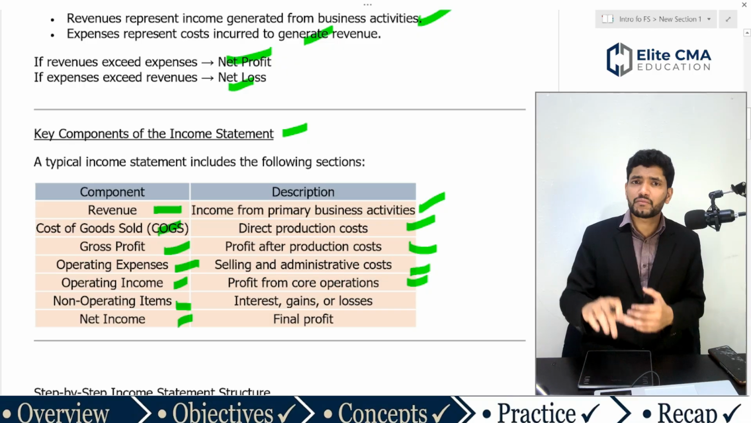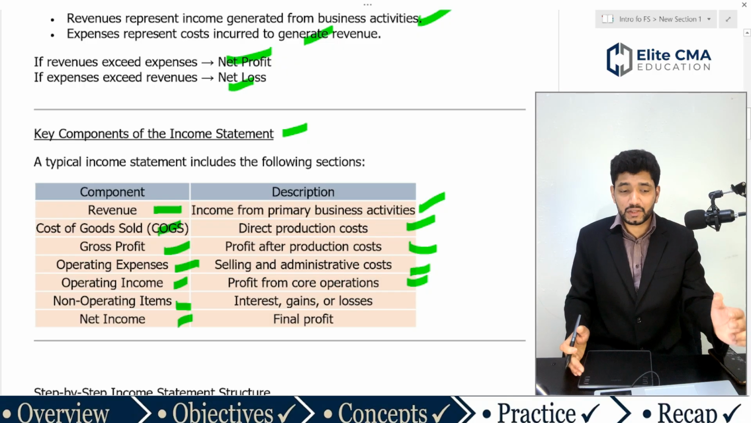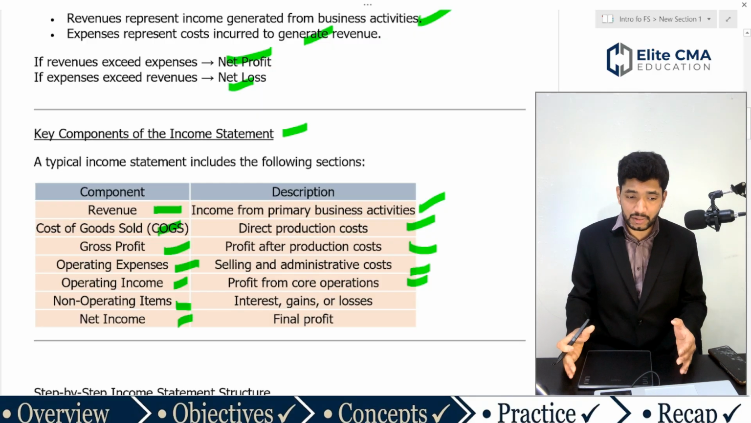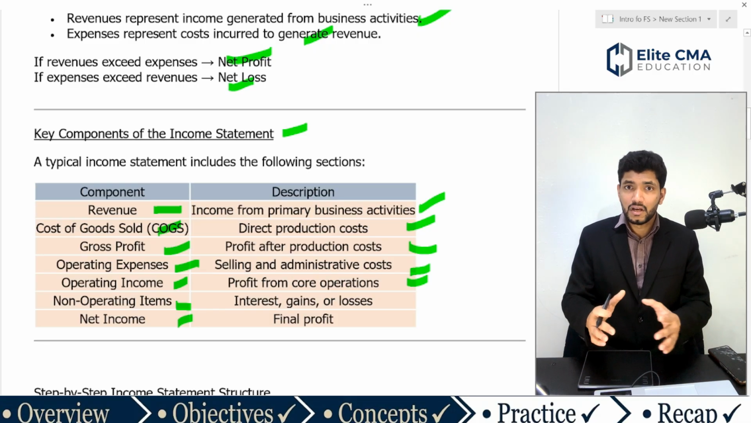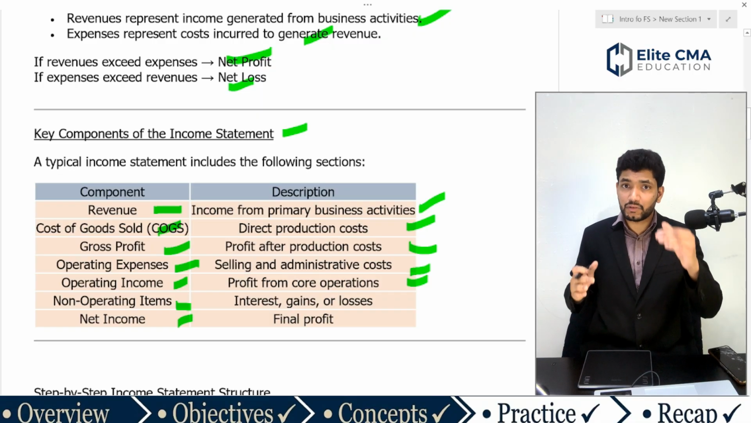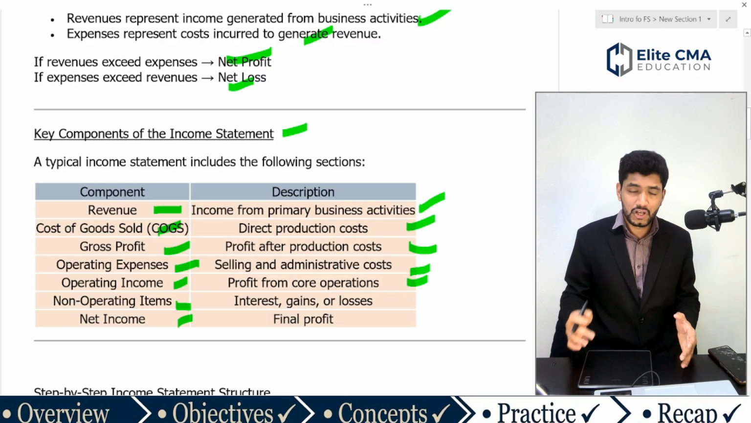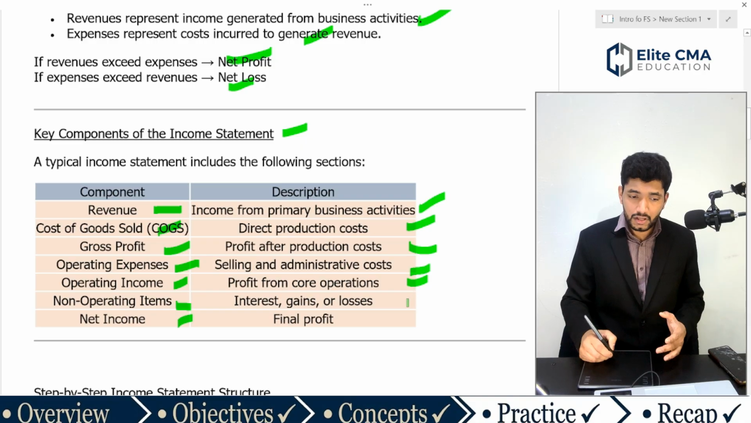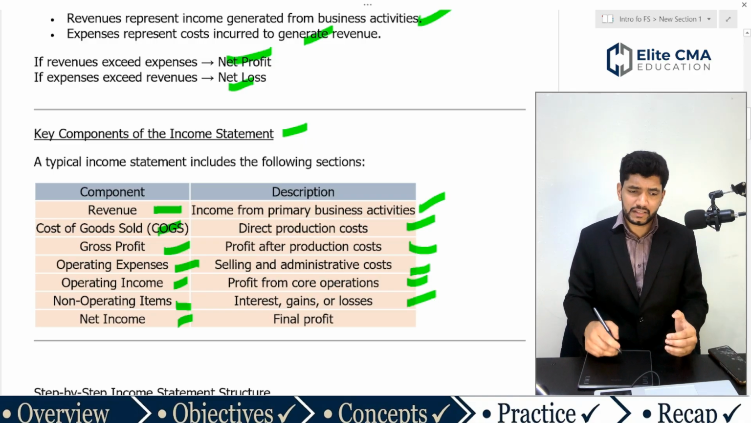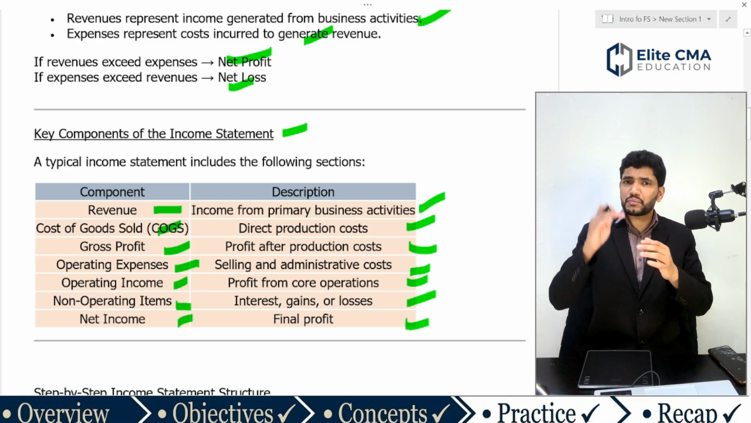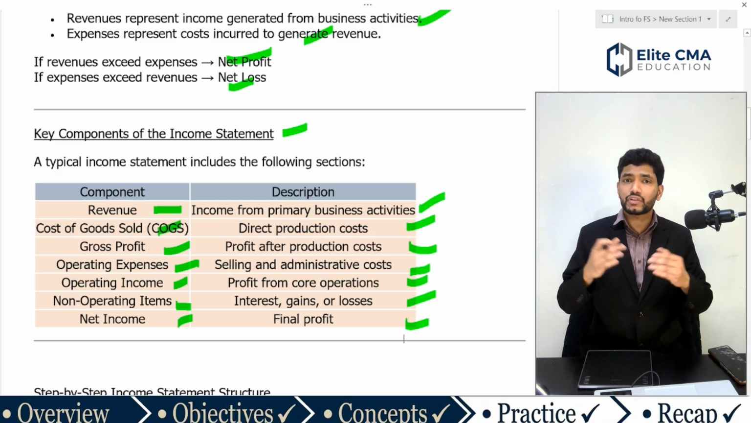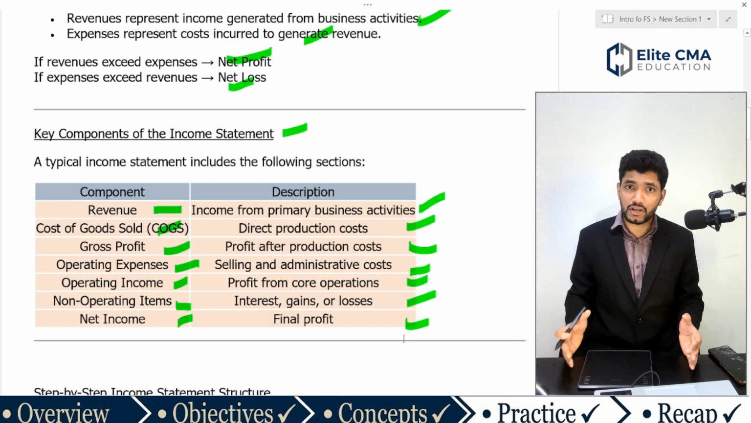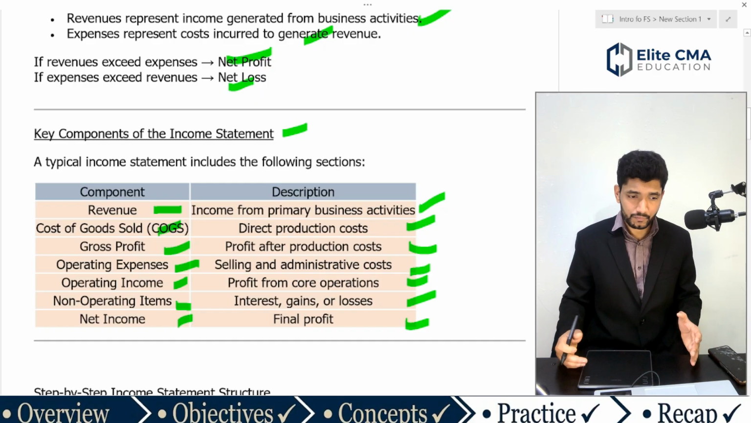Then the non-operating items. Non-operating items are those items which are not directly linked with the business activities, such as the software sales. Suppose there is some excess cash in the business, and that cash is invested somewhere. This income is not directly related to the business activity, but it is income. This type of income we call non-operating items. Then if we adjust all these non-operating items, we come to the net profit. The net profit is the final profit after adjusting all the costs, like the cost of goods sold and operating expenses. Even non-operating items are adjusted before the net income.